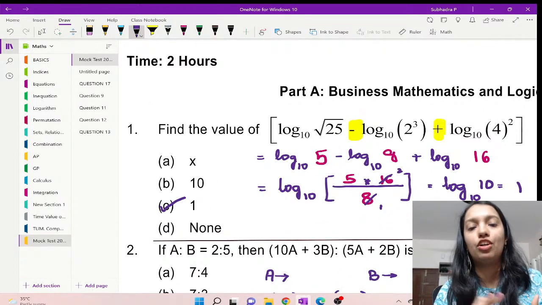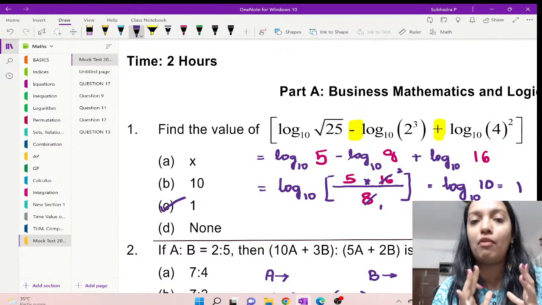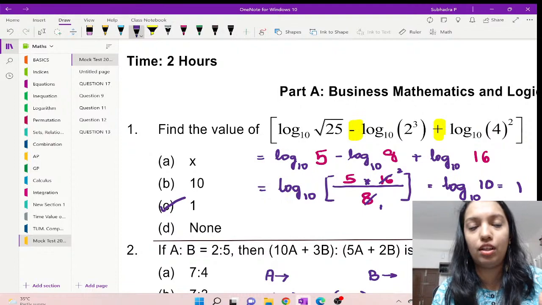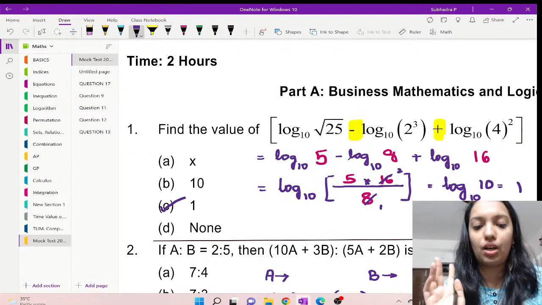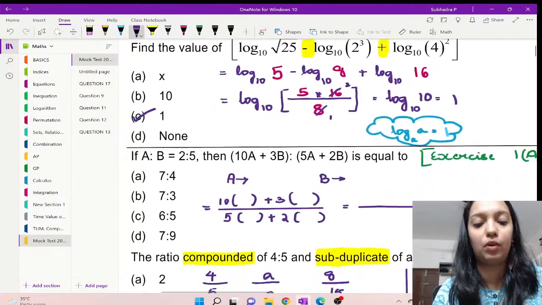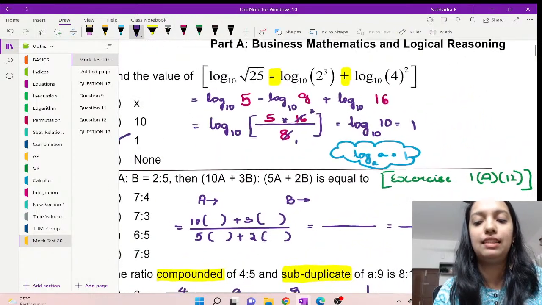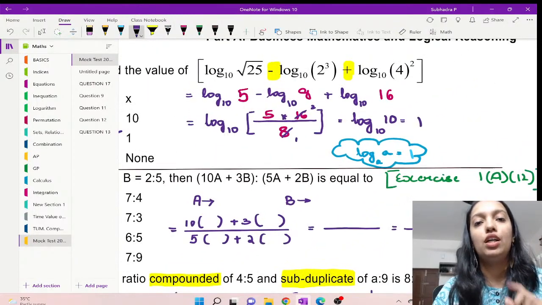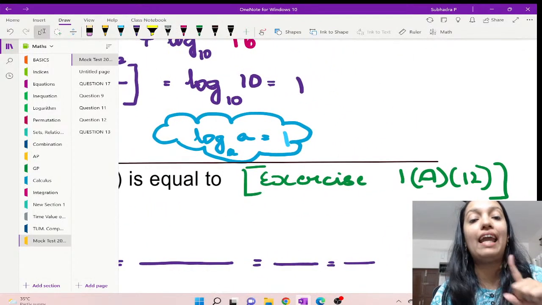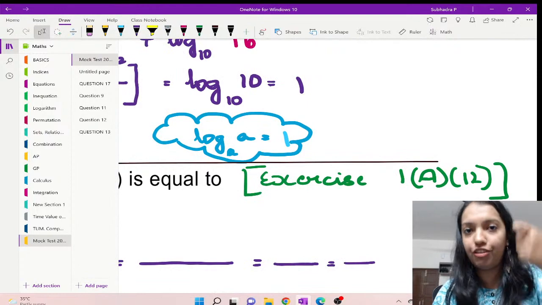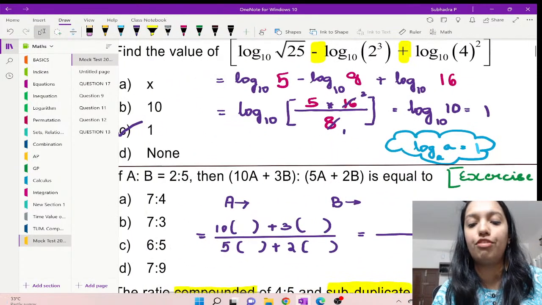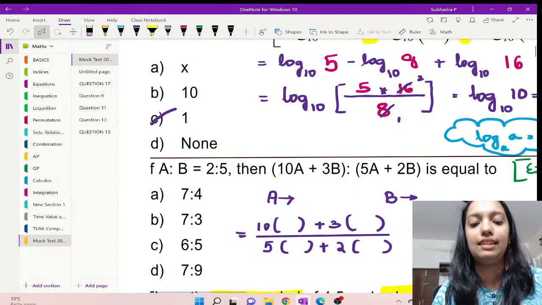Meanwhile, you all can give your answers in the chat box if you have already solved this, because I had shared this paper with you all in your Telegram group. So I hope the first question is clear to everyone. Moving ahead to the second one. Now the second question is very similar to your ICAI material exercise 1A, that means chapter 1 first exercise 12th question. So this question is taken from your ICAI material. Look at the question.